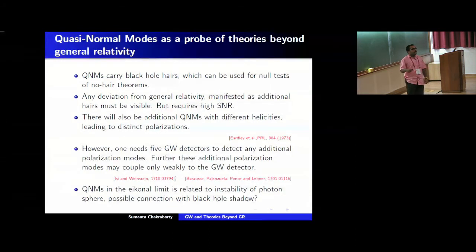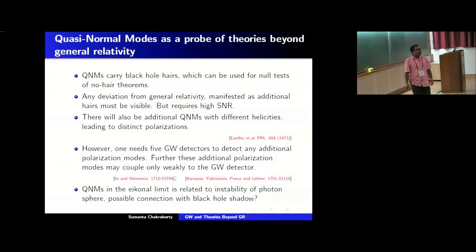So if one can detect the first few quasi-normal modes associated with the ring down phase, then it's actually possible to talk about what are the hairs associated and whether there are any deviations from general relativity. But that requires a high signal to noise ratio, which currently we do not have. So we are not in a position to talk about alternative theories of gravity right at the moment using the quasi-normal modes. But hopefully these difficulties will be overcome in the next generation detectors.